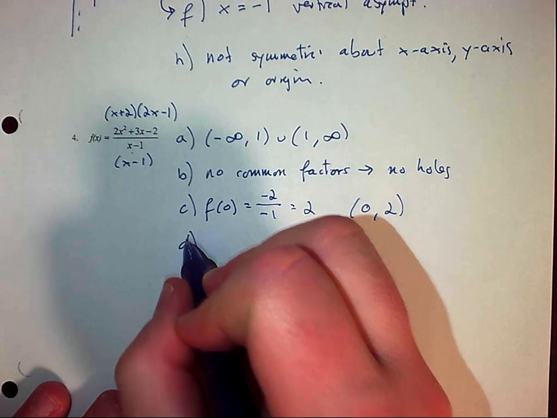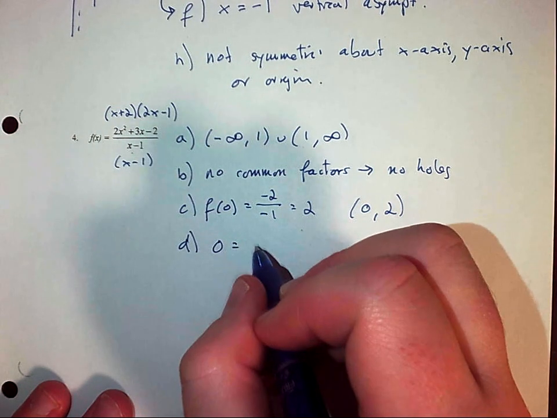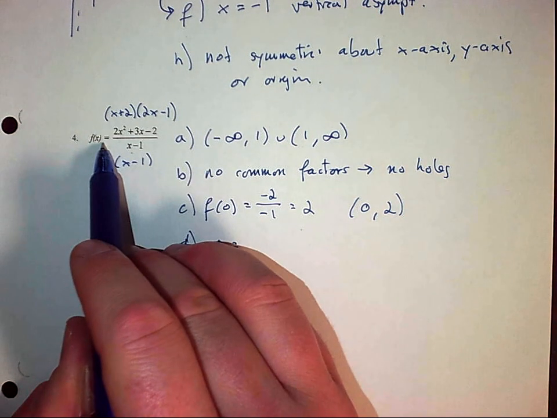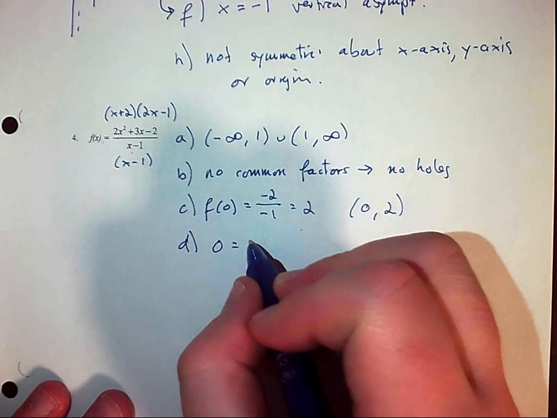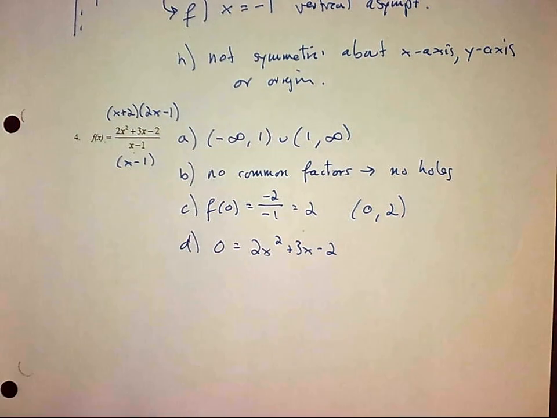For D, we're going to try to find our x-intercept. That's where we let y be equal to 0. So again, we would have this all equal to 0. We multiply our denominator by both sides. So therefore, we just have this right here equal to 0. Well, when does this equal 0?